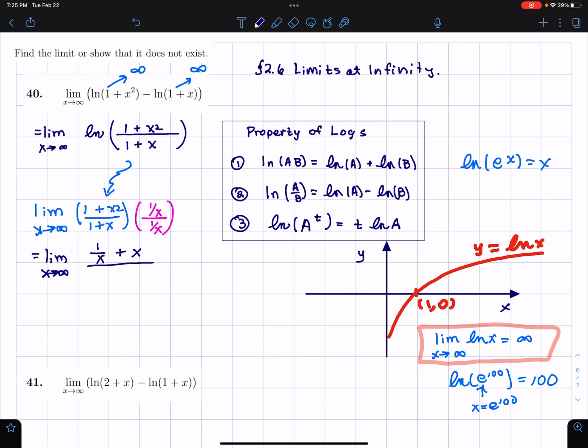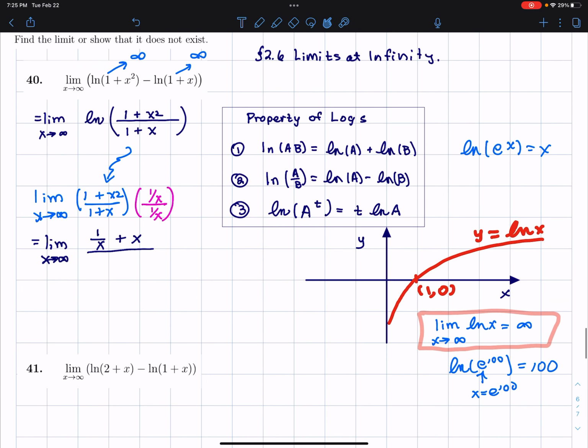Divided by 1 over x times 1, that's 1 over x. 1 over x times x, that's 1. So what I see is the denominator gives 0 plus 1. The numerator, I get 1 over x goes to 0.